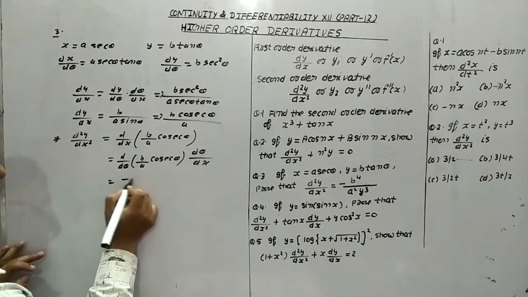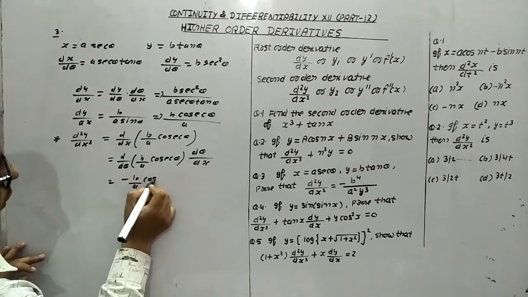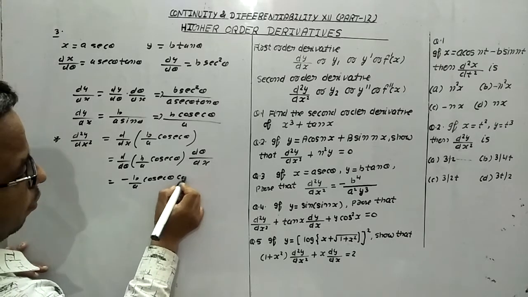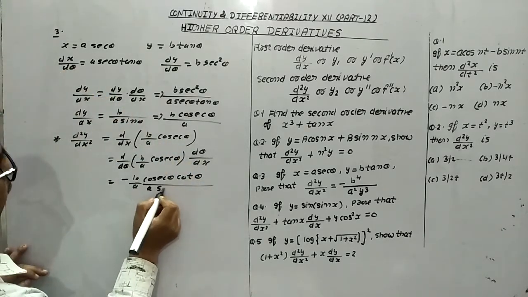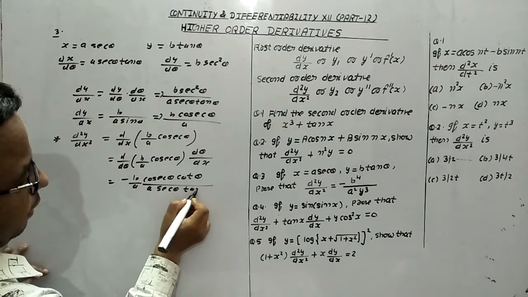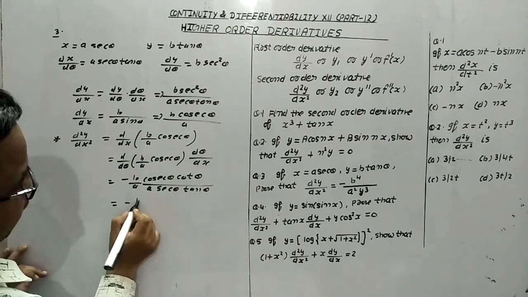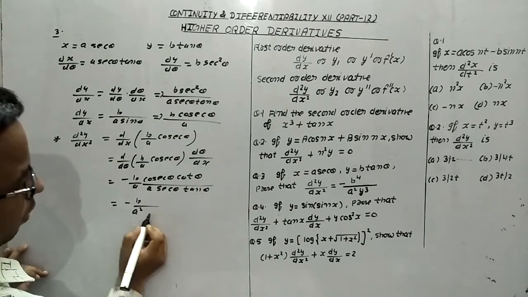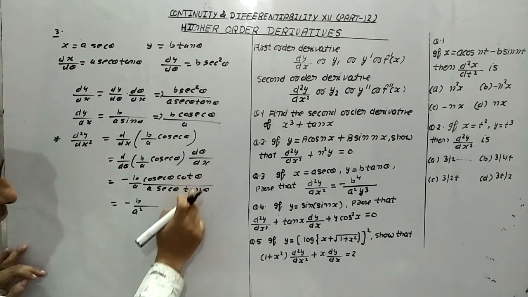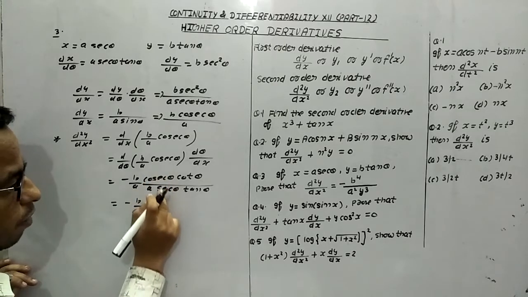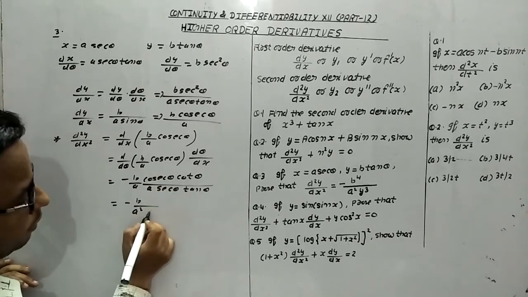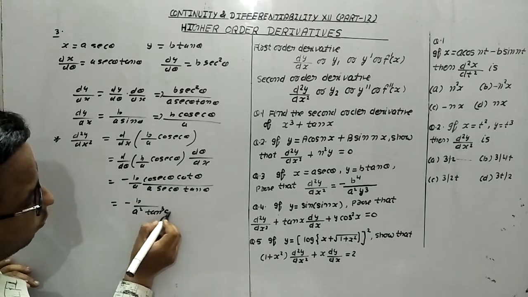So this becomes minus b upon a cosec theta cot theta. What is dx by d theta? a sec theta tan theta. It means this becomes minus b upon a square. Now cot theta means 1 upon tan theta, sec theta means 1 upon cos theta, and cosec theta means 1 upon sin theta. So this becomes tan cube theta.